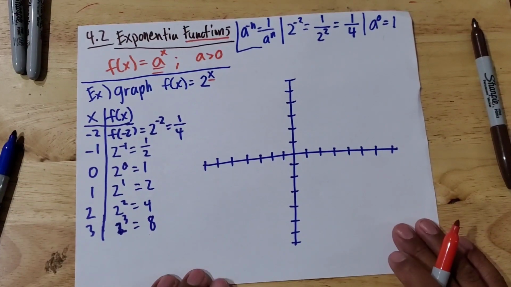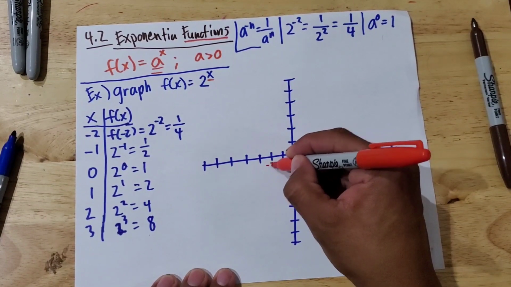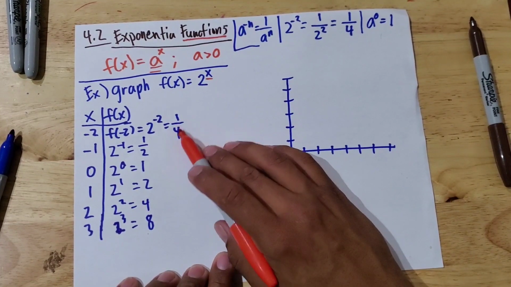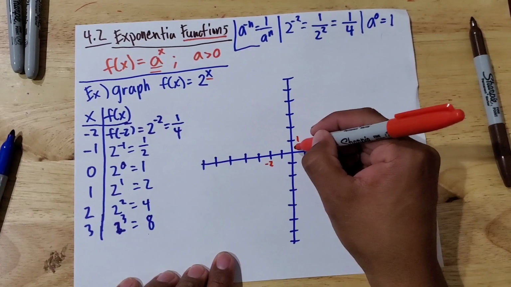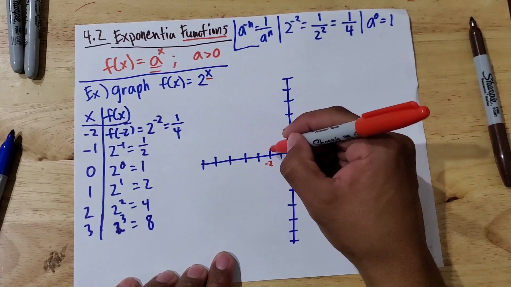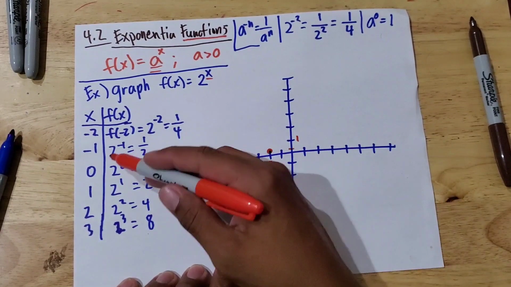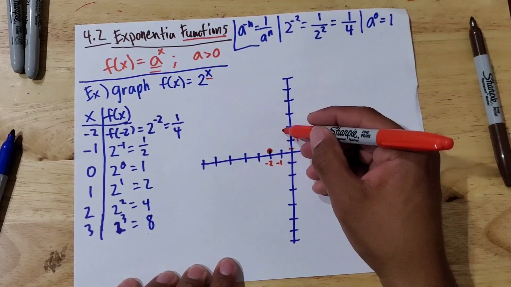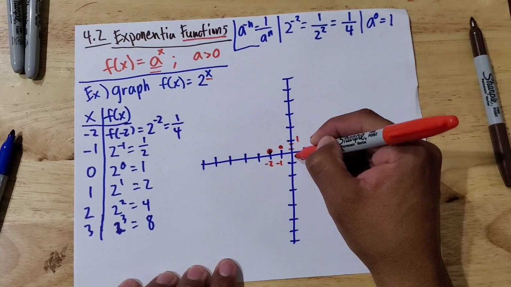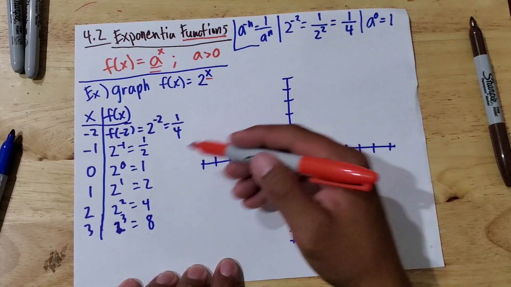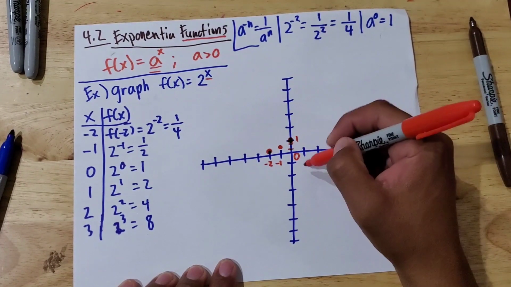So now when we graph, we have one point here at -2. At this -2, we have a point at 1/4. So 1/4, if this is 1, that means 1/4 is just a quarter of the way up. So we have a point right about here. And then when we get to -1, it goes a little higher. It's now at a half, so it's halfway between 0 and 1. And when x is 0, we actually have a point at 1.